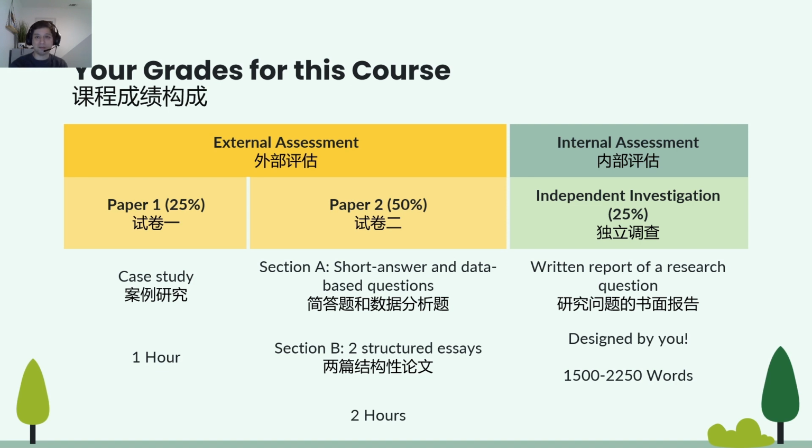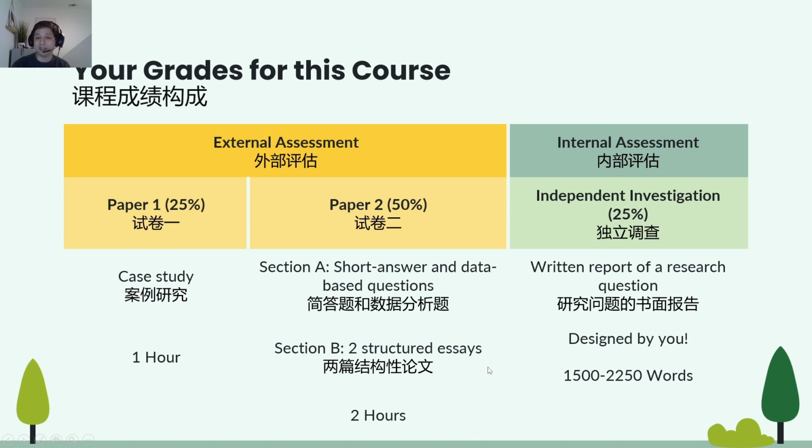Okay, the first paper is a case study. It takes about an hour. Your second paper will take 2 hours, and it's a mixture of short answer and database questions and also 2 structured essays. In total, paper 2 is 65 points. Section A is 25 points, whereas section B is 40 points in total. So if you do the math in your head, those 2 structured essays are a lot of your grade, right? Together on their own, they are more than paper 1 and more than the independent investigation.